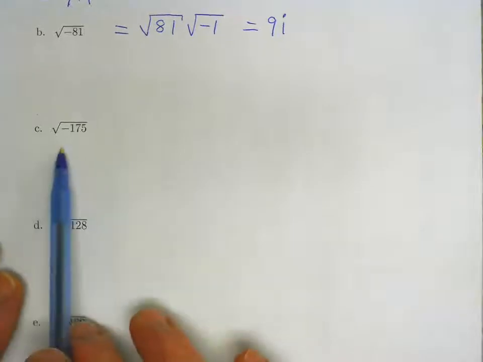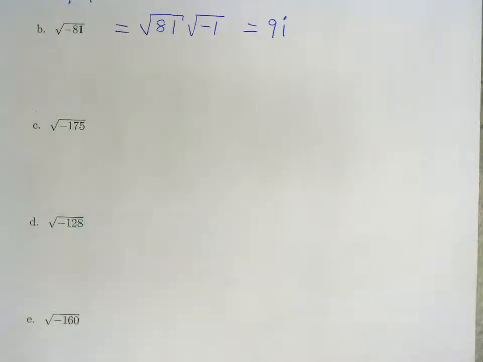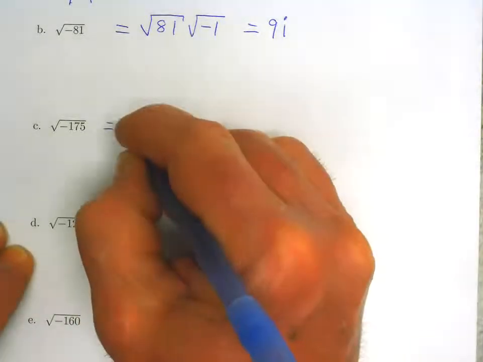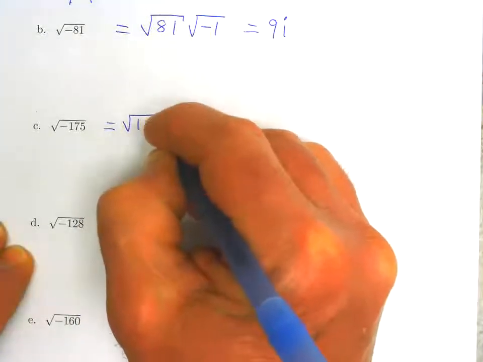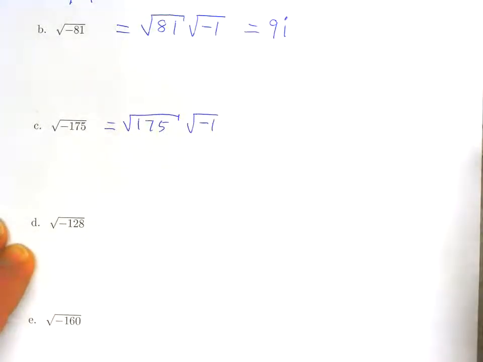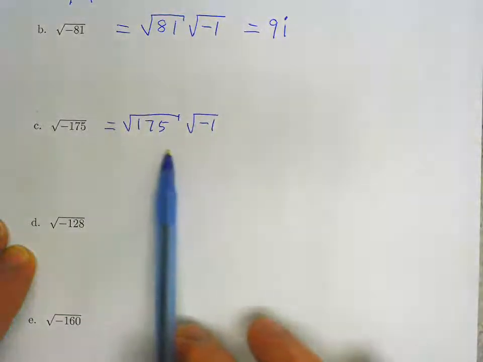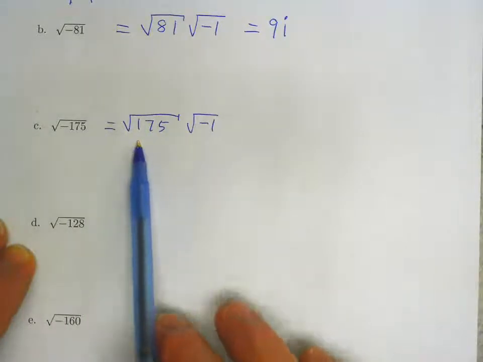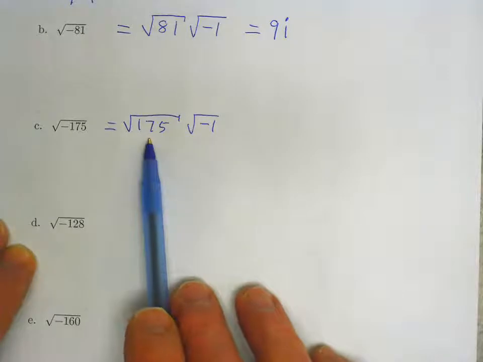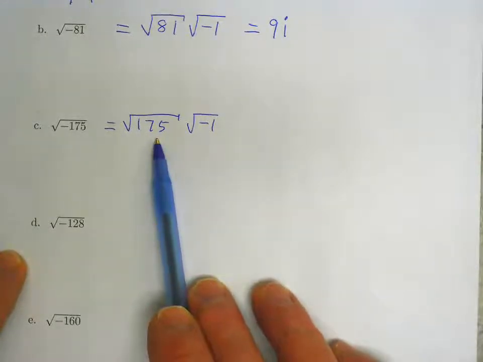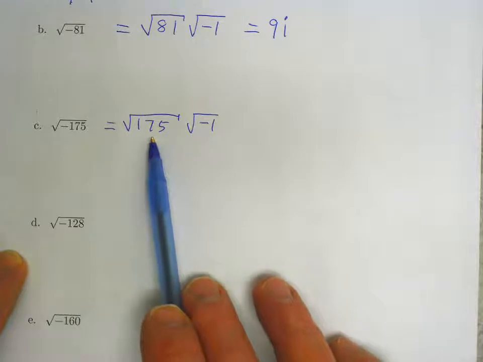The square root of negative 175. Well, we can start by writing this as the square root of 175 times the square root of negative 1. And we have to simplify the square root of 175. So the largest factor of 175 that's a perfect square is 25. 25 times 7 is 175.